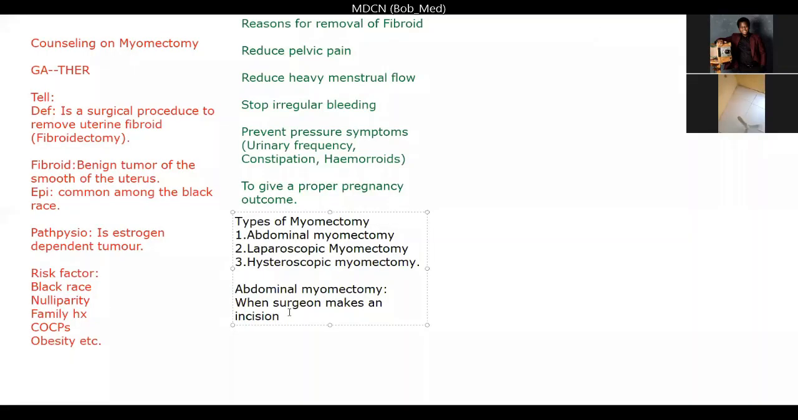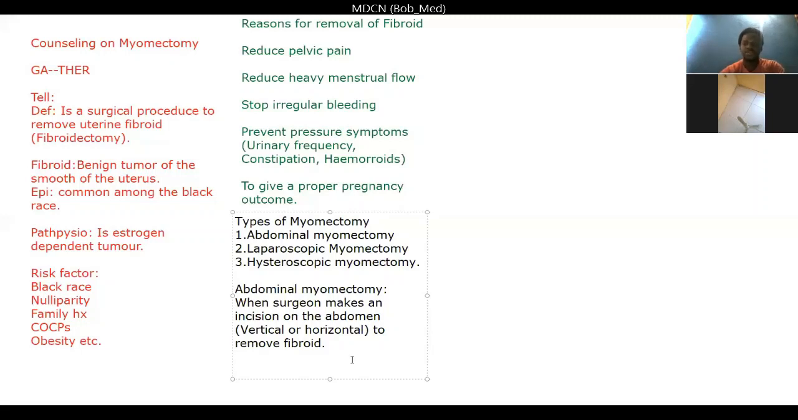So is when the surgeon makes an incision on the abdomen, either vertical or horizontal. It doesn't matter. Just know that for this, an incision is made on the anterior abdominal wall to remove fibroid. This is referred to as the abdominal incision, and mostly it is indicated for somebody who is having a very big fibroid.